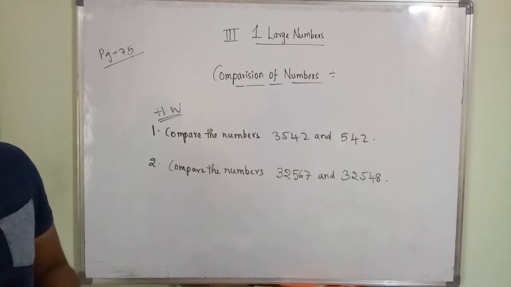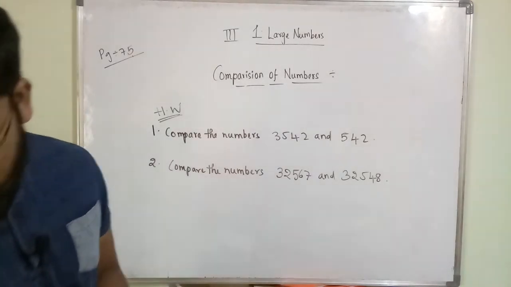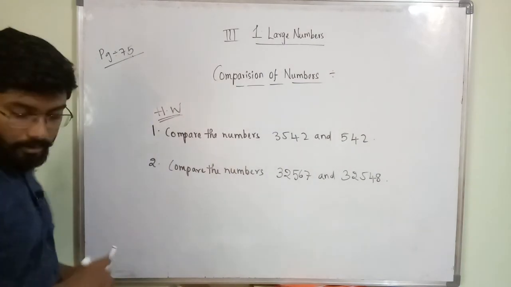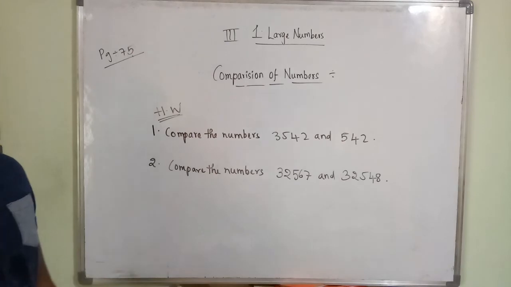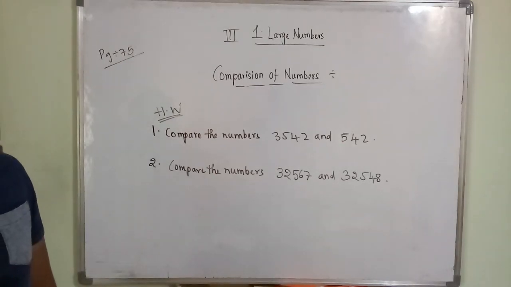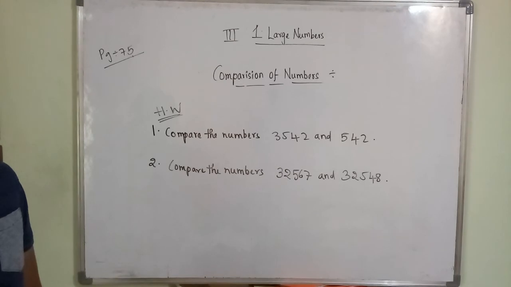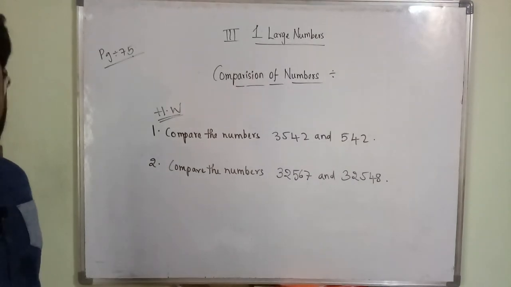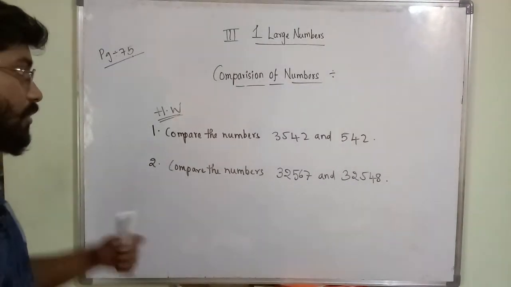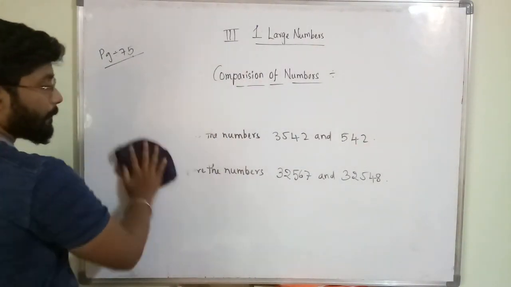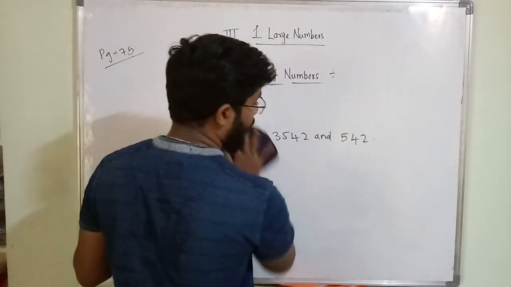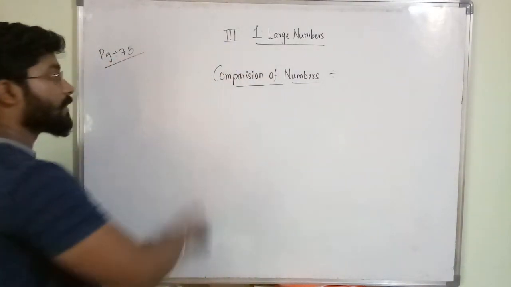The next question is also for your homework. Apples are transferred from Ooty to Chennai in 2 trucks. Truck A has 45,672 apples, and truck B has the successor of the number of apples in truck A. Which truck has more apples? Both these questions in the pink color box are for homework. First you have to try them, and I will explain them again in the next class.